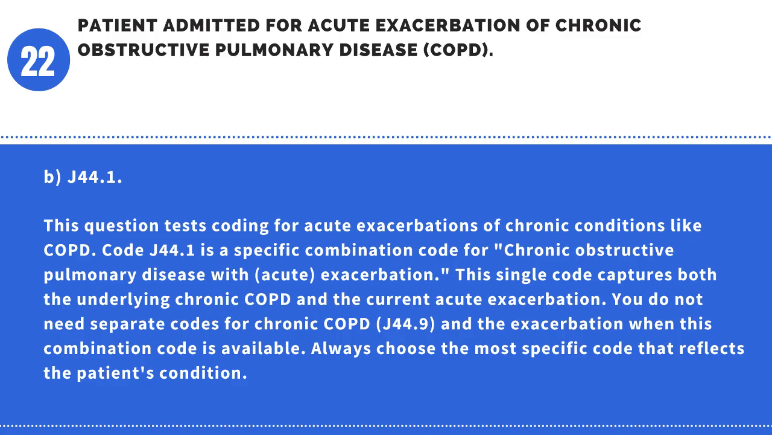Code J44.1 is a specific combination code for chronic obstructive pulmonary disease with acute exacerbation. This single code captures both the underlying chronic COPD and the current acute exacerbation. You do not need separate codes for chronic COPD, J44.9, and the exacerbation when this combination code is available. Always choose the most specific code that reflects the patient's condition.